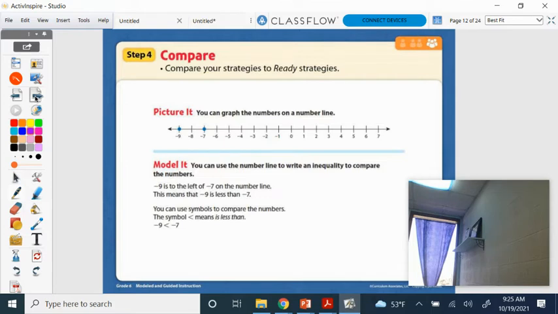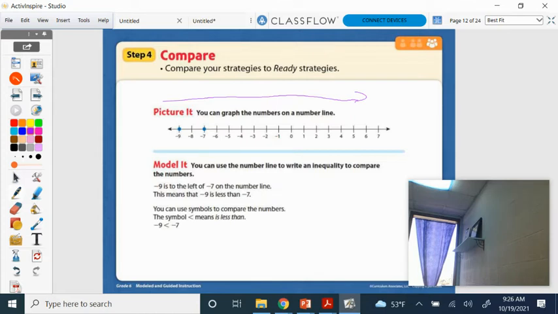But if it's positive numbers, that means that it's warmer, because as you go from left to right on a number line, the numbers get larger. So if I'm looking at just the number 7 and just the number 9, 9 is larger. But since I'm looking at negative numbers, when I put those on the number line, negative 9 is on this side, which means it is smaller.